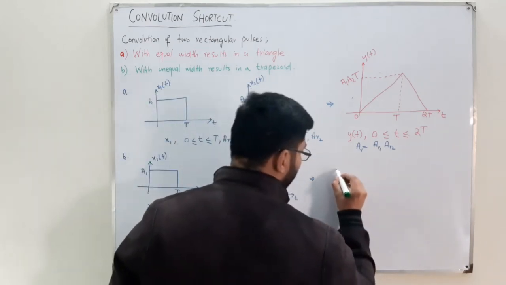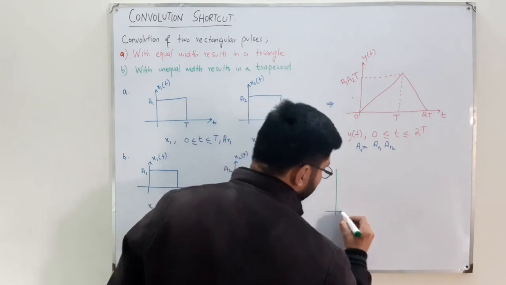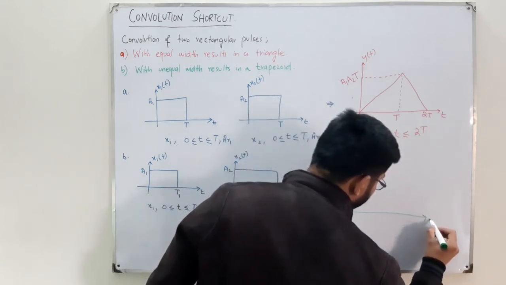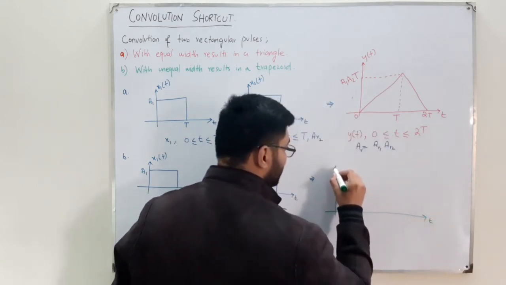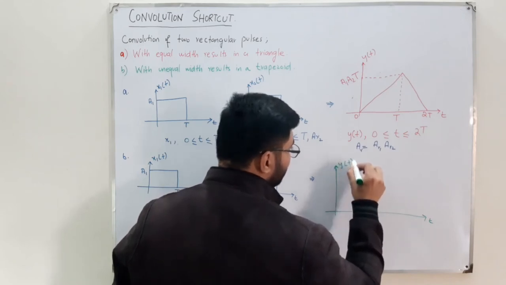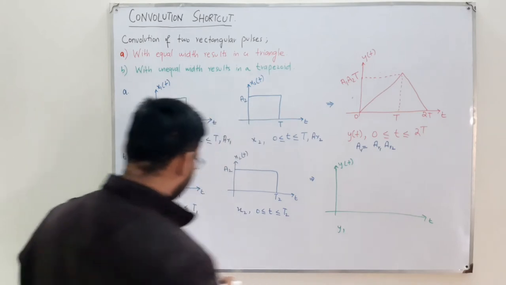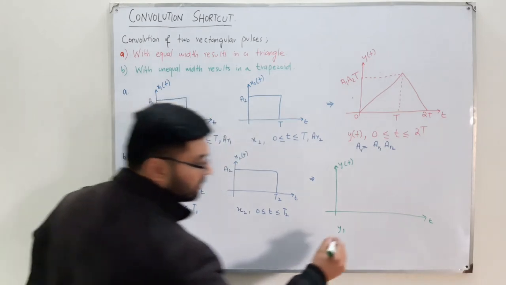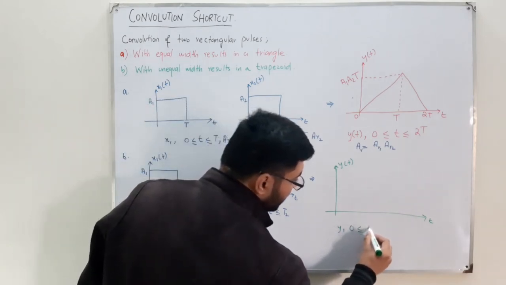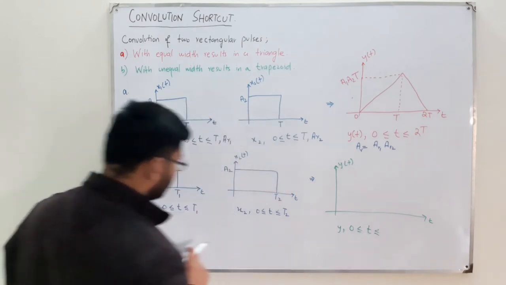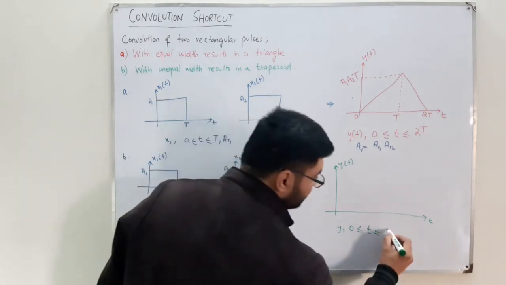So y of t would be represented like this. This is t, this is y of t. So where would it be non-zero? Y of t would be non-zero from the sum of lower limits, which is 0, till the sum of higher limits, t1 plus t2.